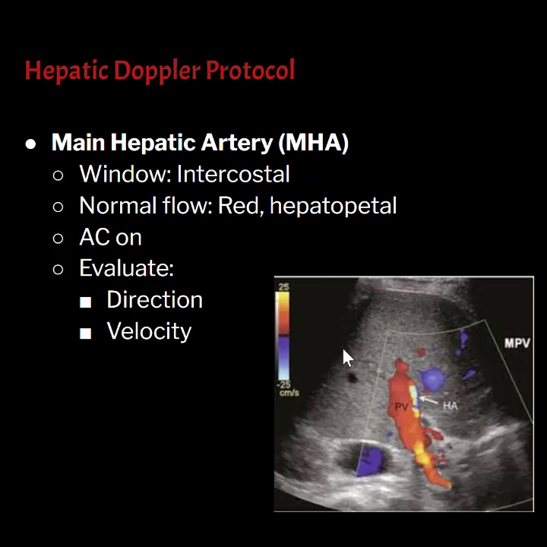It typically has a higher velocity than the portal system does, so you might actually see some aliasing depending on how your color scale is set. Keeping that aliasing on actually brings your eye to where the hepatic artery is coursing, so it might be beneficial to leave the aliasing present. You'll keep your angle correct on to evaluate the hepatic artery as we will be assessing direction and velocity.